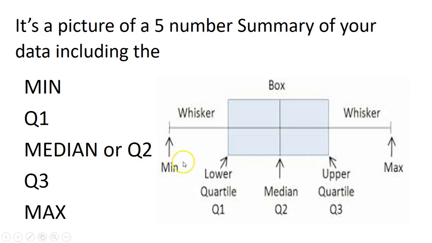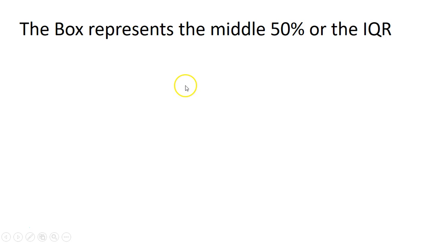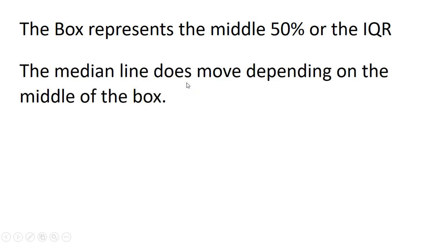And basically, this is what it would look like. Your min, your max, right? They call those your whiskers. The box itself, this is the low, this is the high, and the median is the middle. The box represents the middle 50% of your data, the interquartile range.